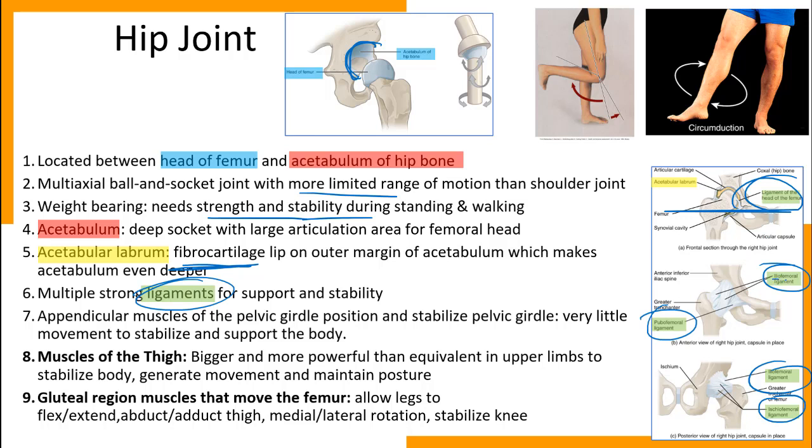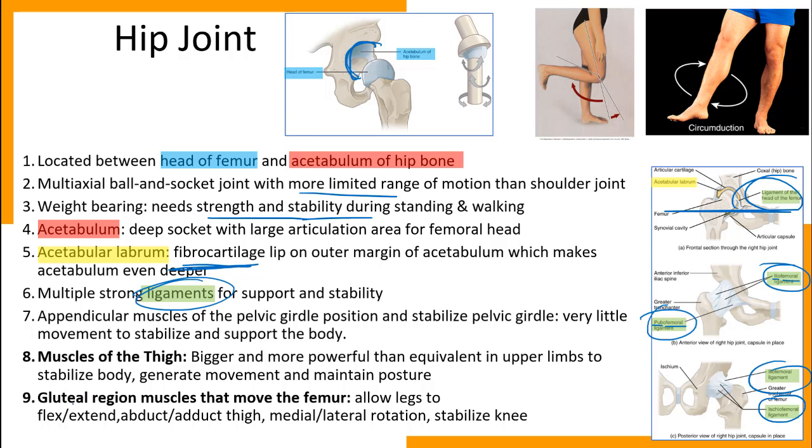So the iliofemoral ligament starts from the ilium of the hip bone to the femur. Pubofemoral ligament starts from the pubis to the femur, and all that kind of stuff, right? But you don't need to memorize it. Muscles of the thigh are bigger and more powerful than equivalent muscles in the upper limbs because, again, to support, stabilize the body, generate movement, maintain posture.